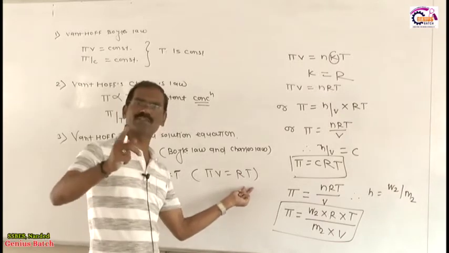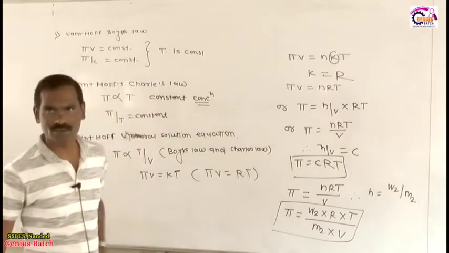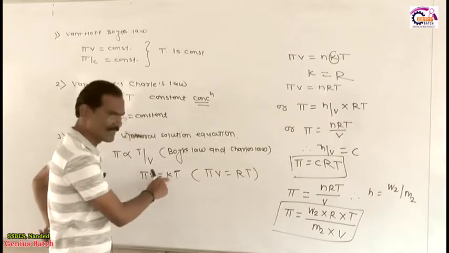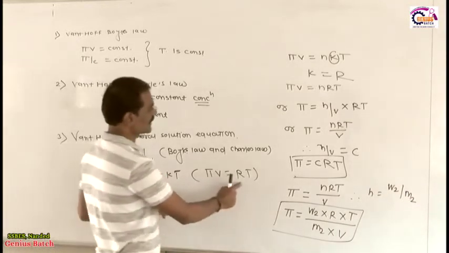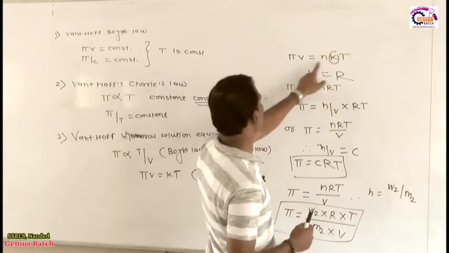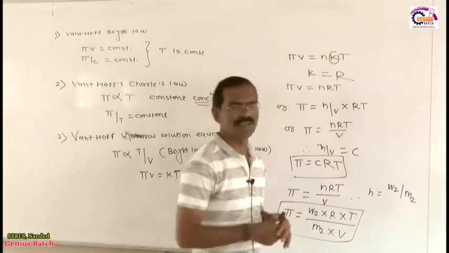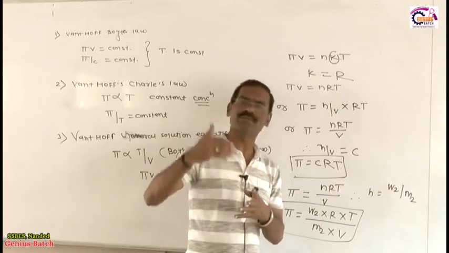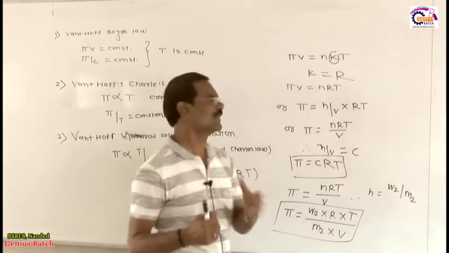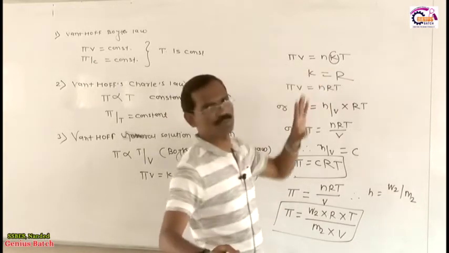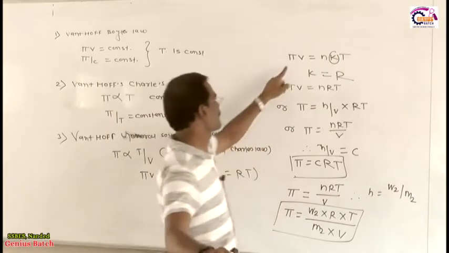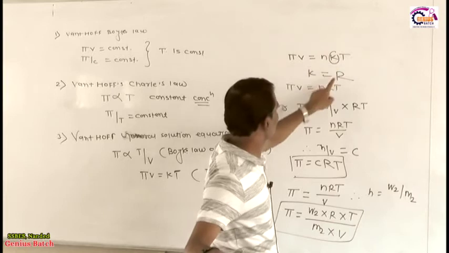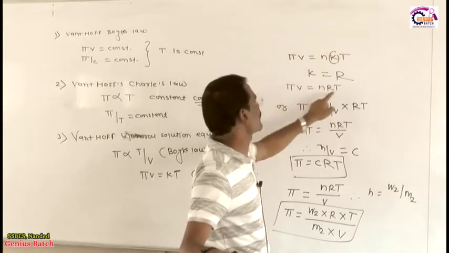Because in the ideal gas equation, R is called the ideal gas constant or gas constant, and in this case K is called the solution constant. Therefore K is considered like R, so the same equation is pi V equals nKT. If n moles of solute dissolve in V liters of solution, then pi V equals nKT. This is for 1 mole of solute. If the solute is n moles, then pi V equals nKT. So K is considered as R. Therefore pi V equals nRT.